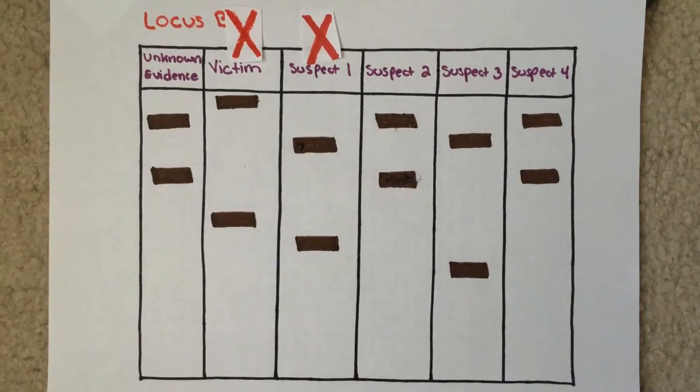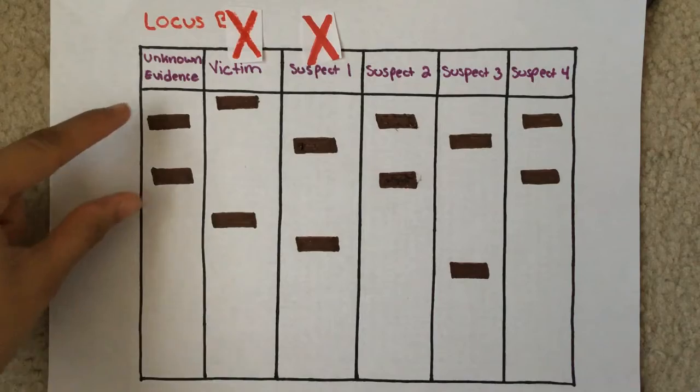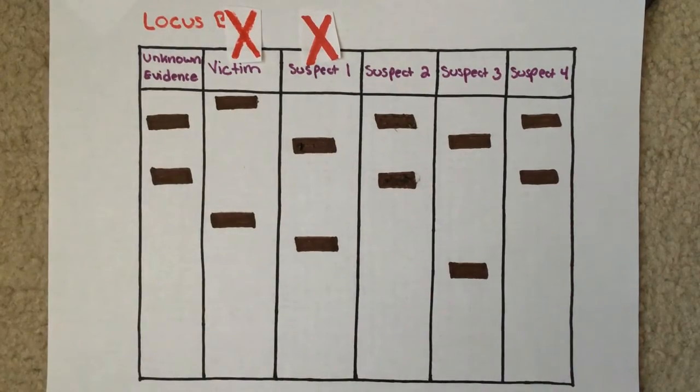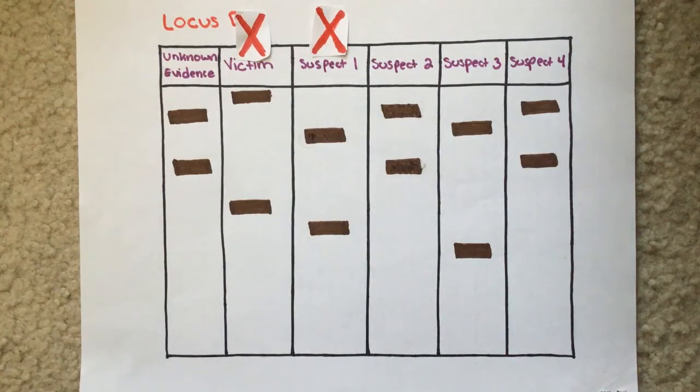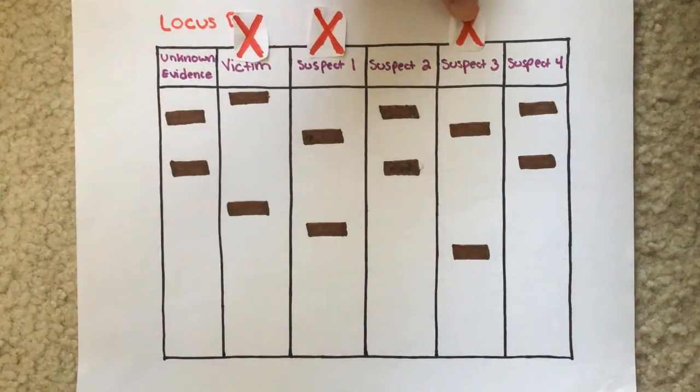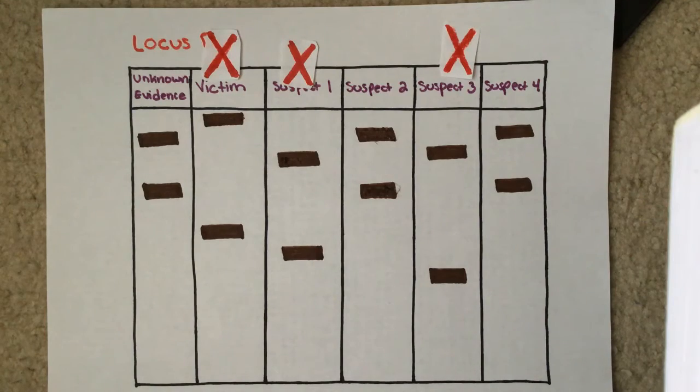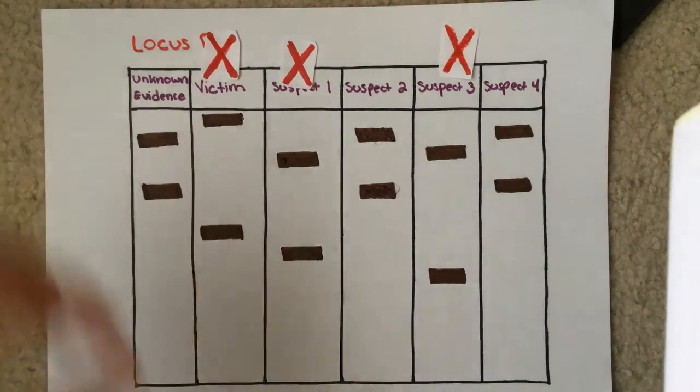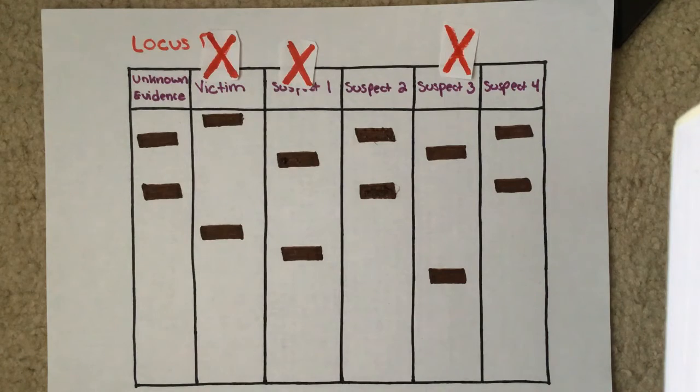Both alleles of suspect 2 match with the unknown evidence, so they can be a potential suspect. Suspect 3 does not have any matching alleles with the unknown evidence, so we can exclude them. Both of the alleles of suspect 4 match with the unknown evidence, so they can also be a potential suspect.